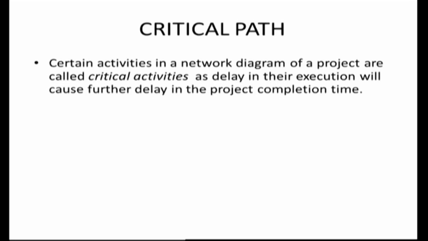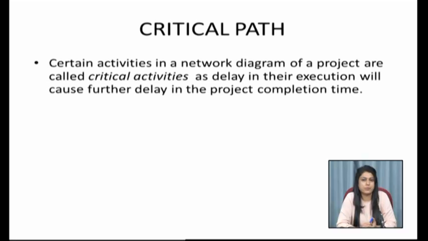Certain activities in a network diagram of a project are called critical activities. Why? Because delay in their execution will cause further delay in the project completion time. It means that if any other activity which is not a critical activity gets delayed, then it might not affect the total project completion time. But if there is any delay in the duration of the critical activities, then the project completion time would get further delayed. And so these activities are called critical activities.